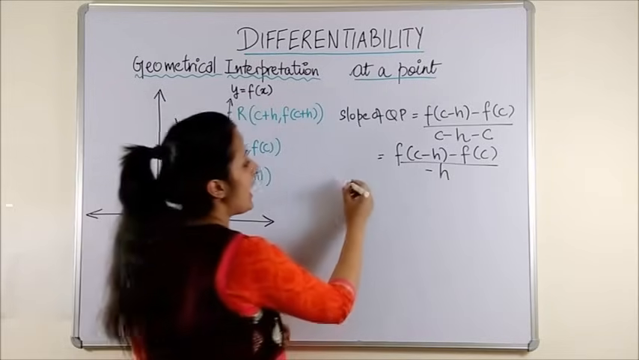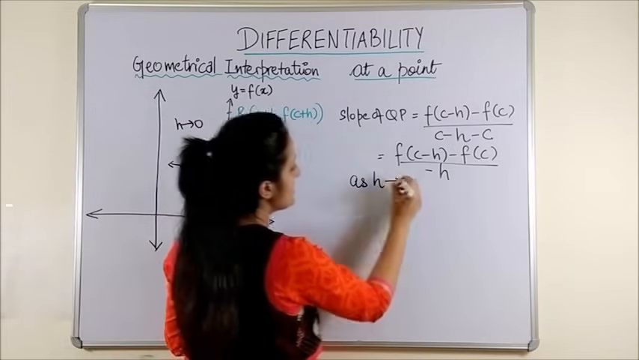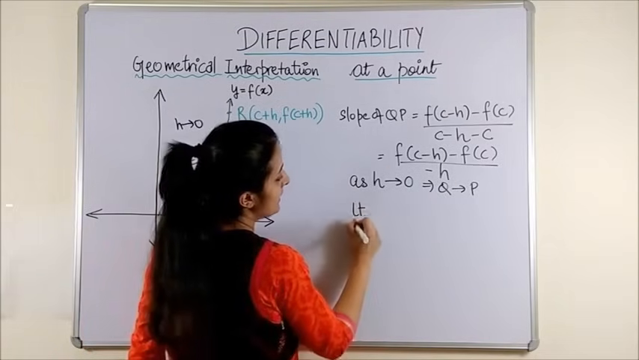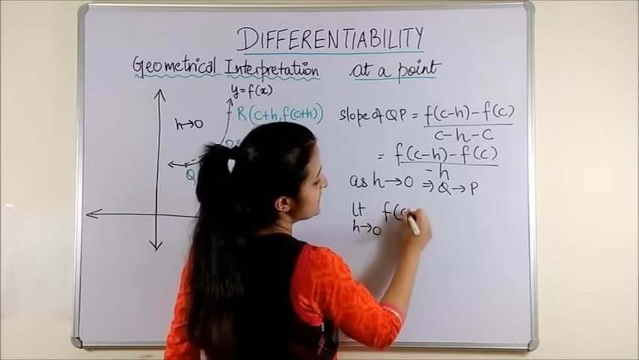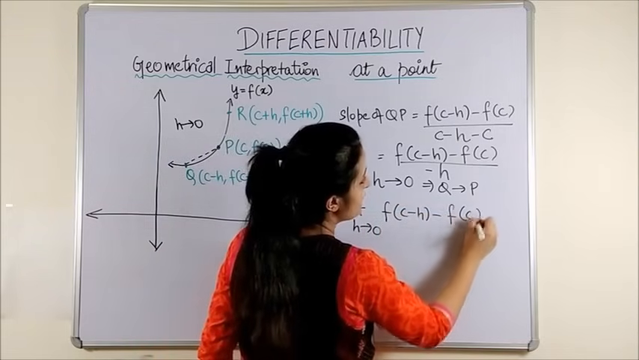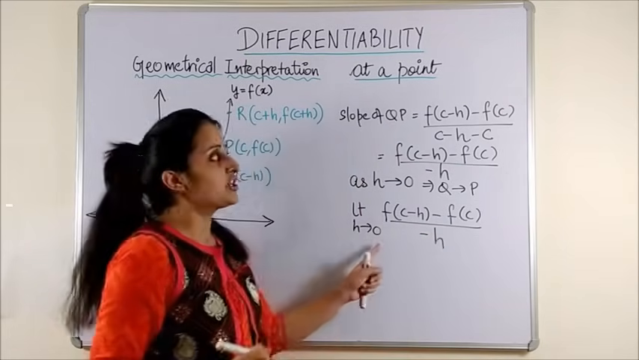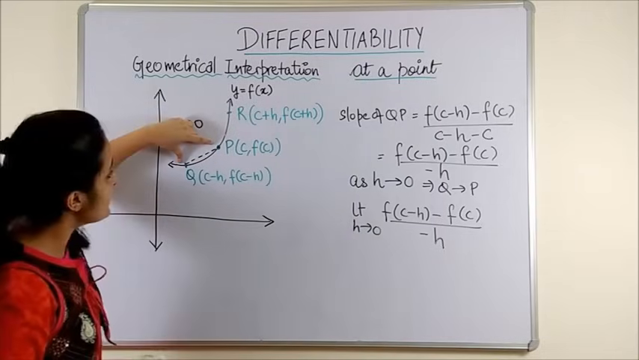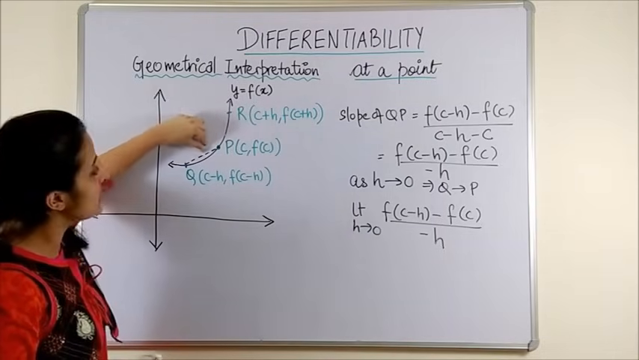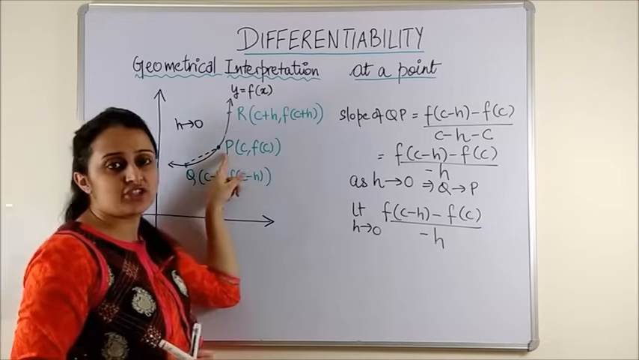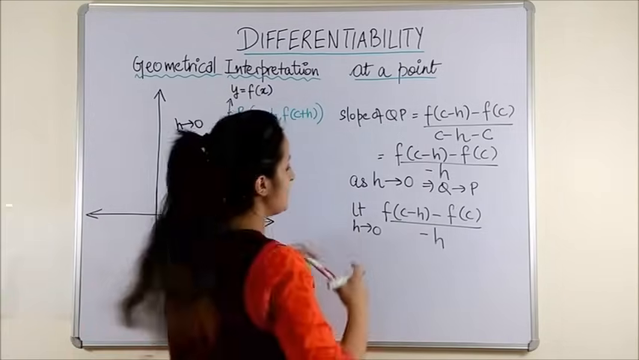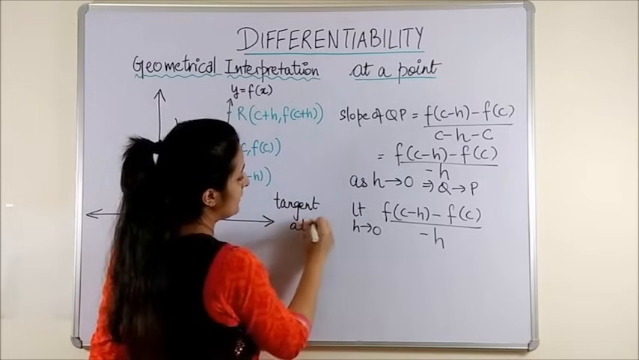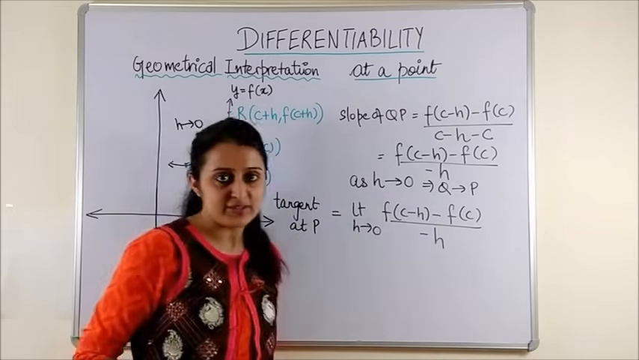Now please remember, as h approaches 0, your Q also approaches P. This means limit h tending to 0 of (f(c minus h) minus f(c)) whole upon minus h is tending towards the slope of the tangent at P, because as Q becomes closer and closer to P, this chord actually ends up becoming a tangent at P. So tangent at P could be given by this formula.